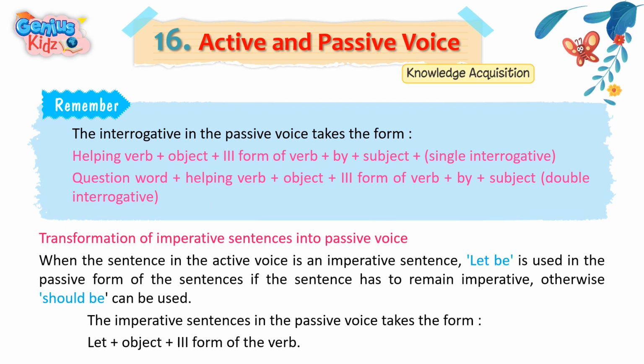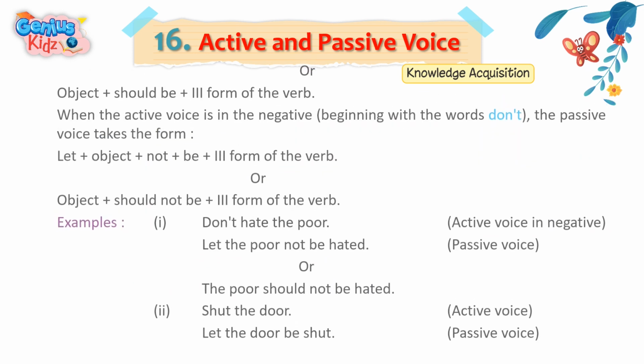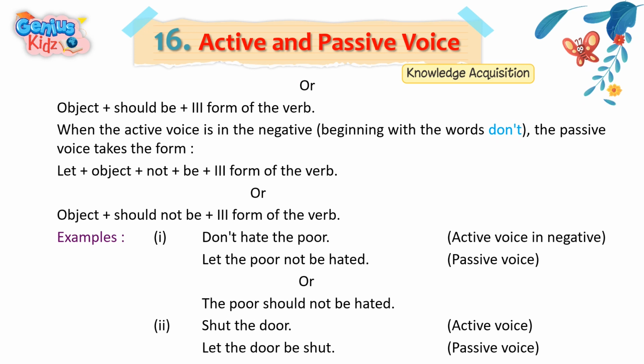Transformation of imperative sentences into passive voice. When the sentence in the active voice is an imperative sentence, let be is used in the passive form of the sentence if the sentence has to remain imperative. Otherwise, should be can be used. The imperative sentence in the passive voice takes the form let plus object plus be plus third form of the verb, or object plus should be plus third form of the verb.